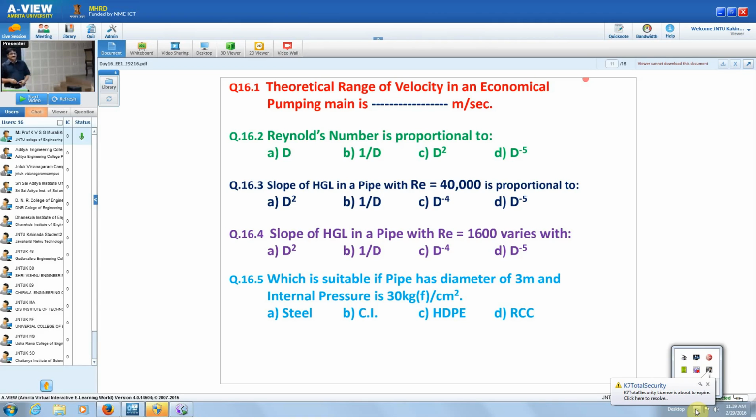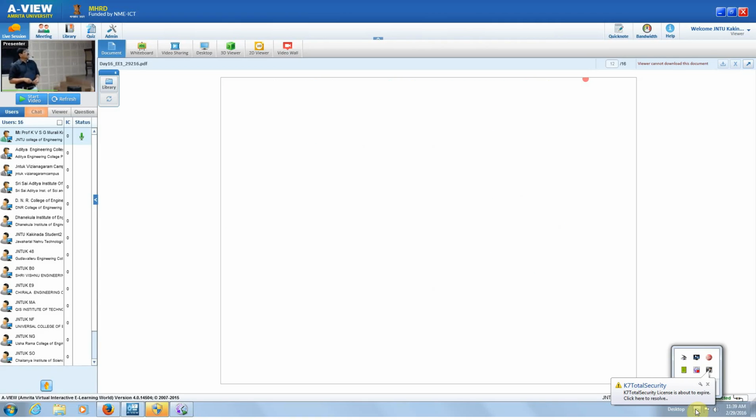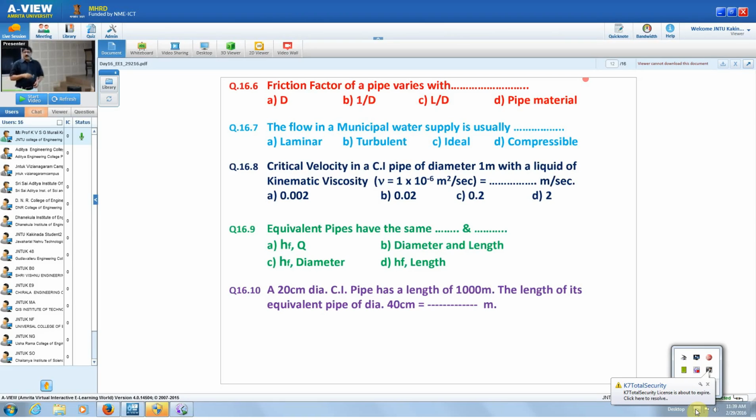Next please. And always use common sense. Whenever you get a diameter as 25 meter diameter, is it possible? You should know that it is 2.5 meter or 0.25 meter. So you have to cross check.